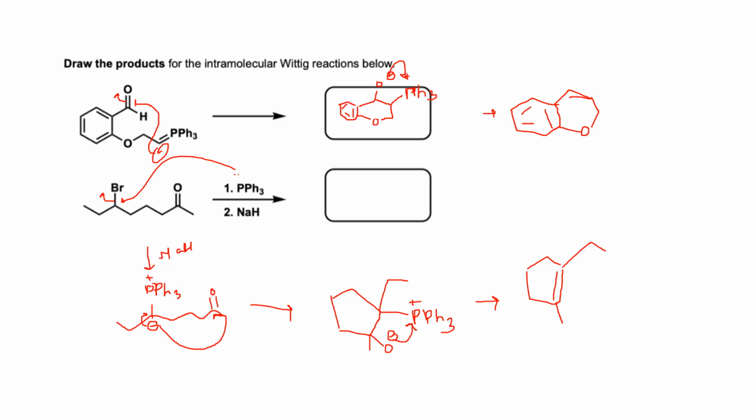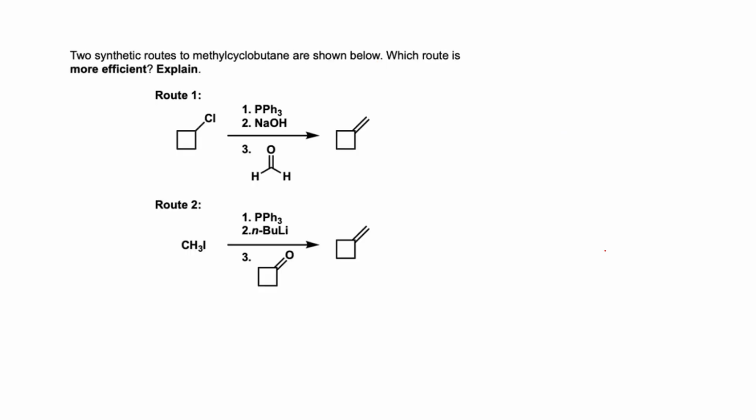Okay, understood? I think it was easy. Let's go to the next question. There are two synthetic routes given to form a single product. Now which route will be more efficient? Both are going via Wittig reaction. In one case, the Wittig salt is from CH3I. In the other case, the Wittig salt is prepared from the cyclobutane halide. Now which one will be the more accepted one?